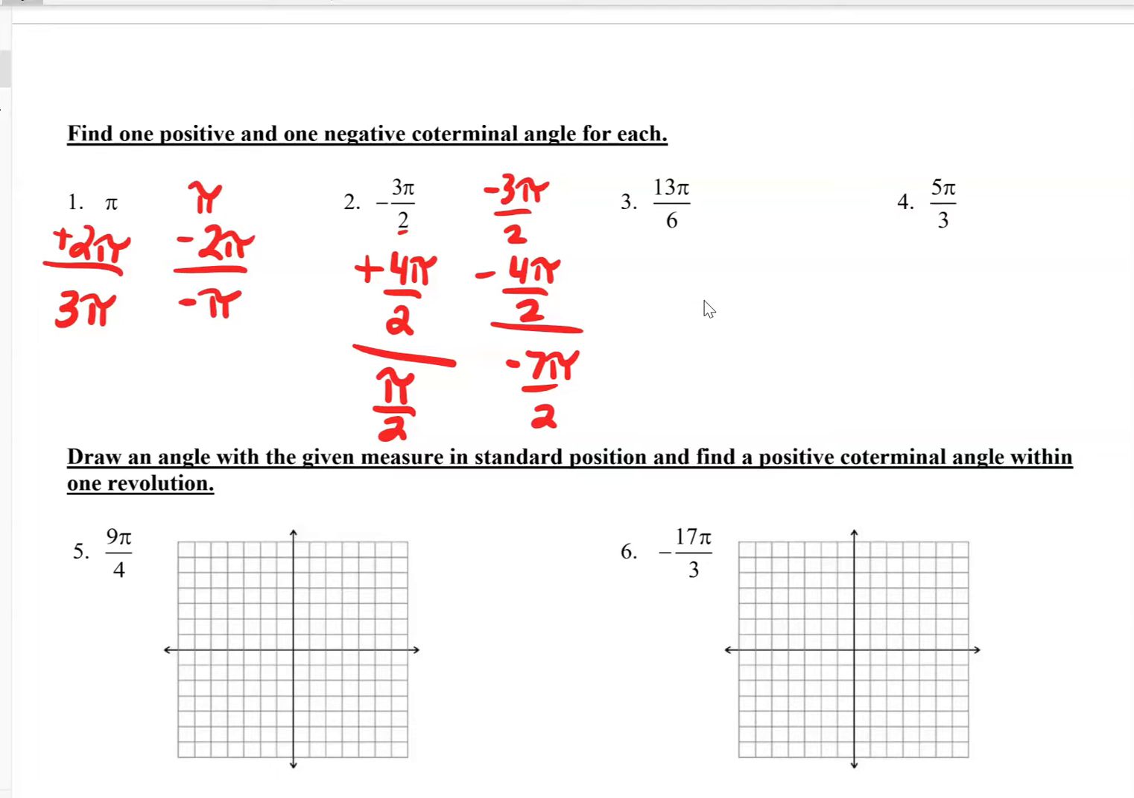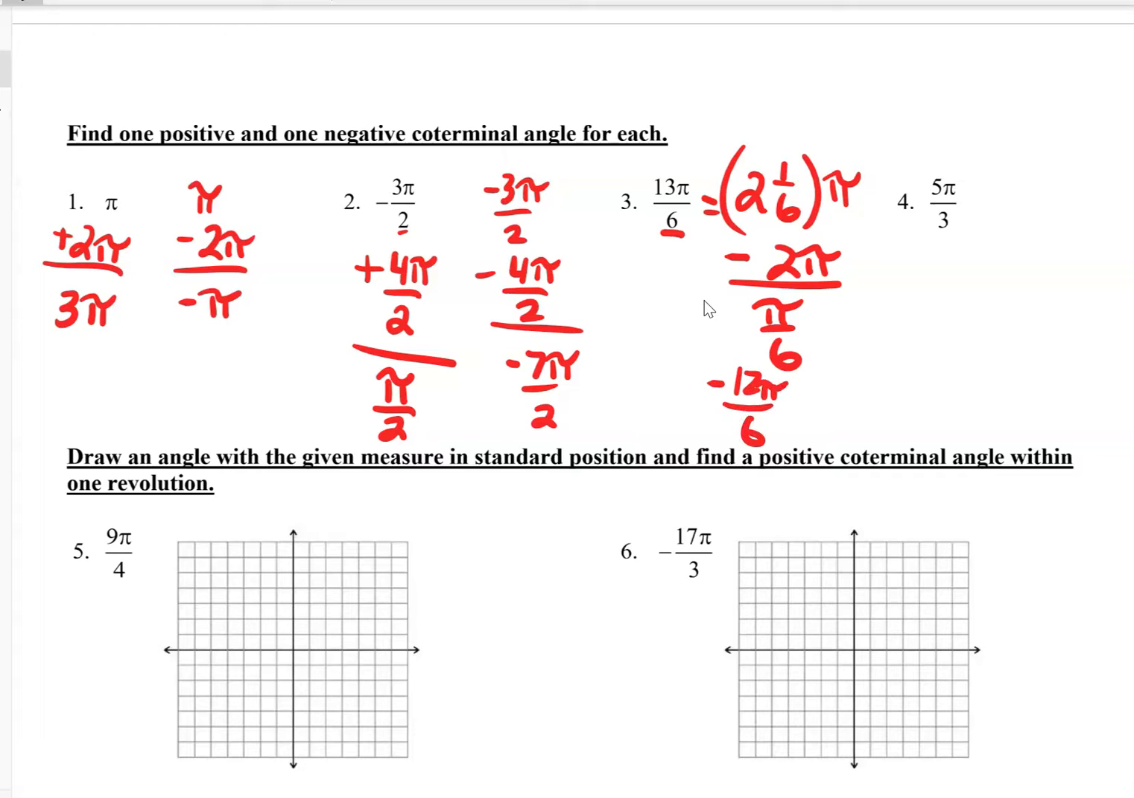13 pi over 6. Already we see that we can subtract, because this is 2 and 1/6 pi. So we can subtract 2 pi from this, and we get pi over 6. That's a positive. And then for the negative, we're over 6. So we'll take this value, and we'll subtract 12 pi over 6 from it. So 1 pi over 6 minus 12 pi over 6 is negative 11 pi over 6.